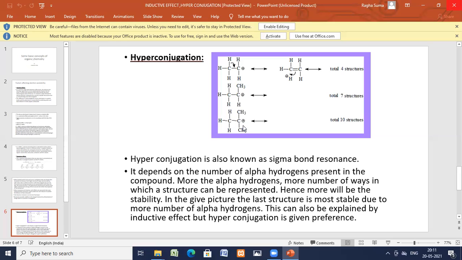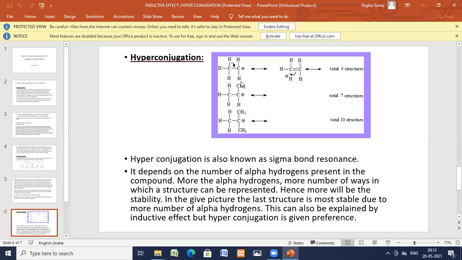And here 3 plus 3 plus 3. So here we can get 10 structures depending upon the C-H bonds. Here you can get 9 structures. Here you can get 7: 3 plus 4, 7 structures. Here it is 3 plus 2, you can get 5 structures.